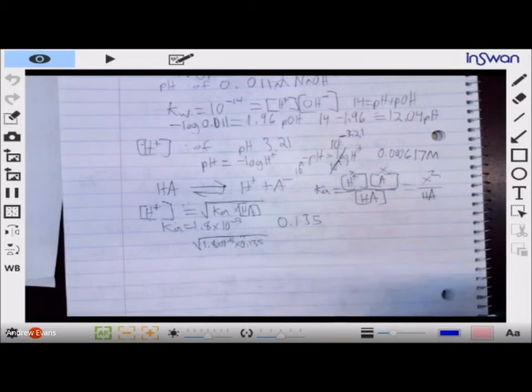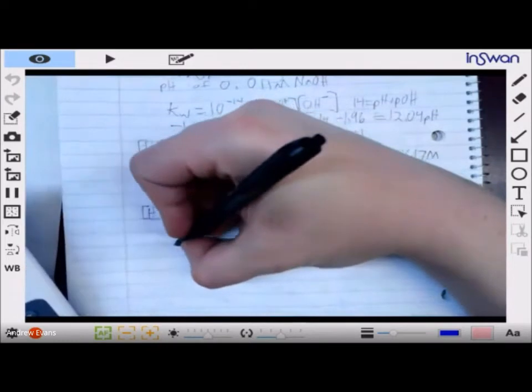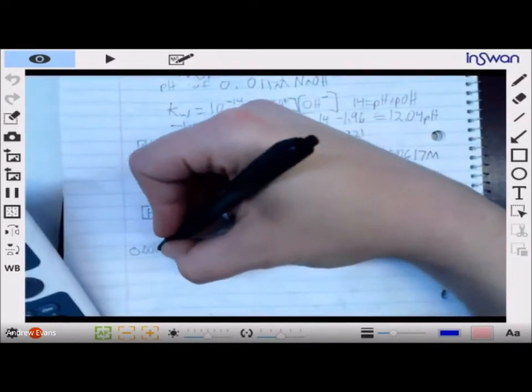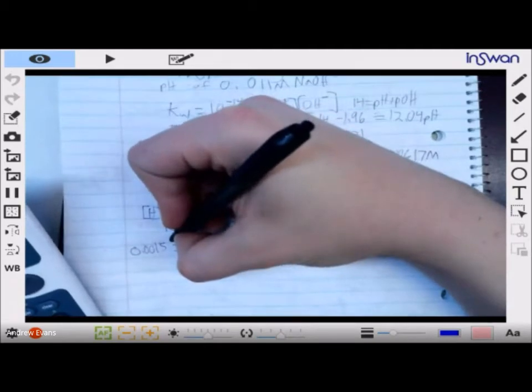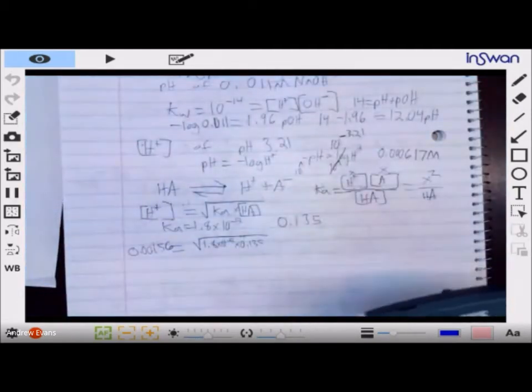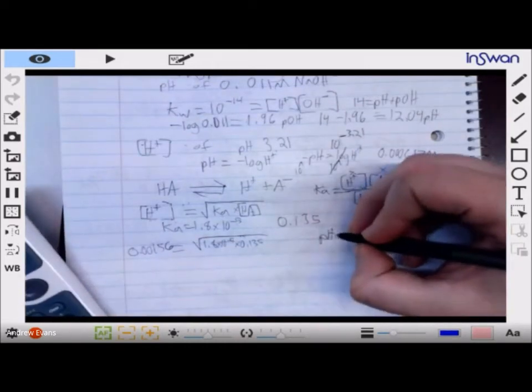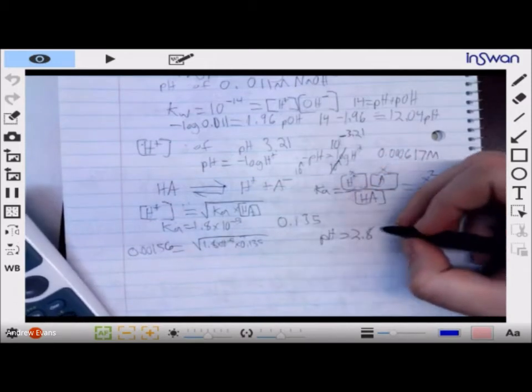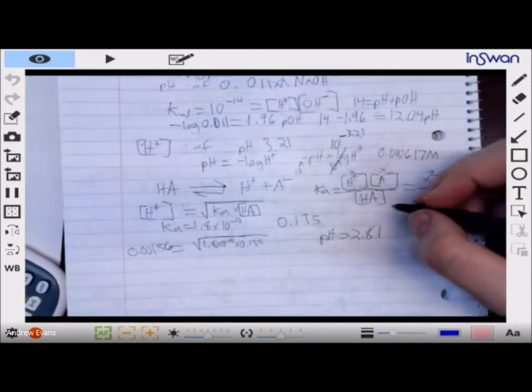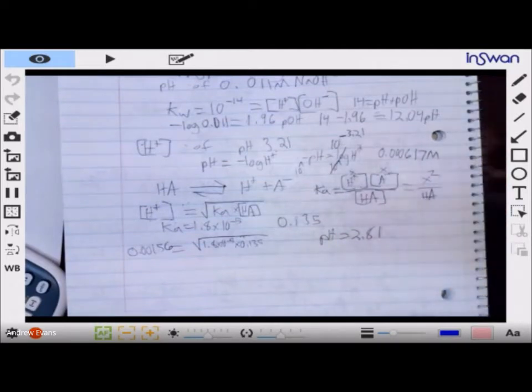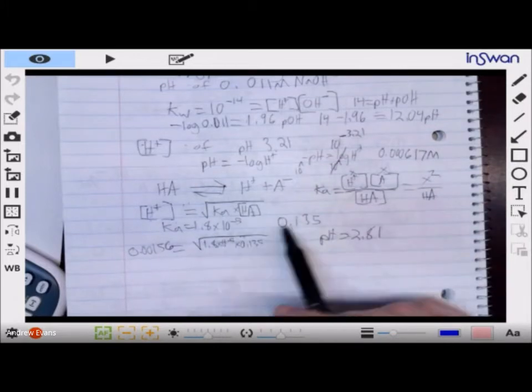So 1.8 times 10 to the negative fifth and then times 0.135, our initial concentration of acid, is going to be 0.00156. And then the negative log of that would be a pH of 2.81. That's how you treat almost any weak acid and weak base. We are going to use that square root.